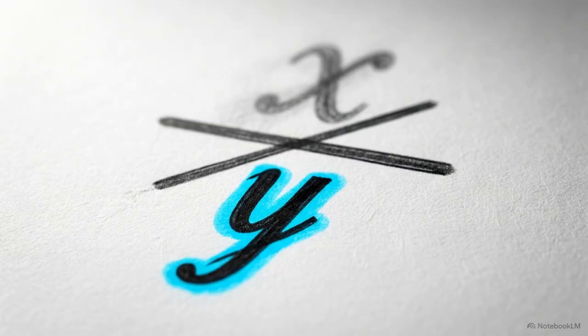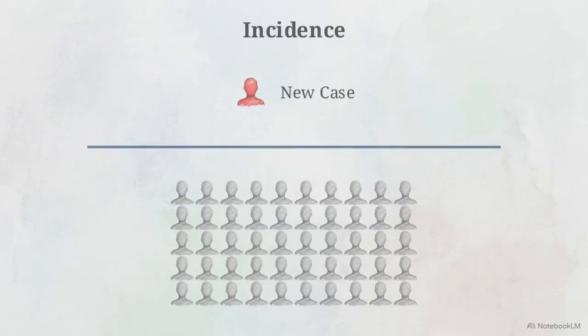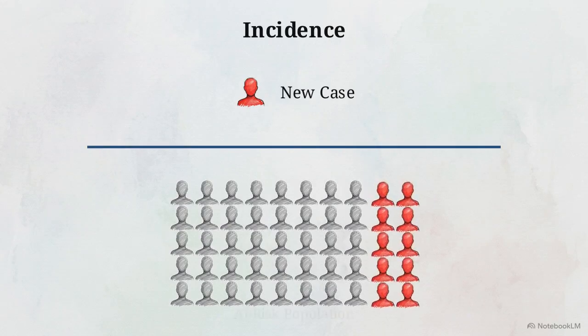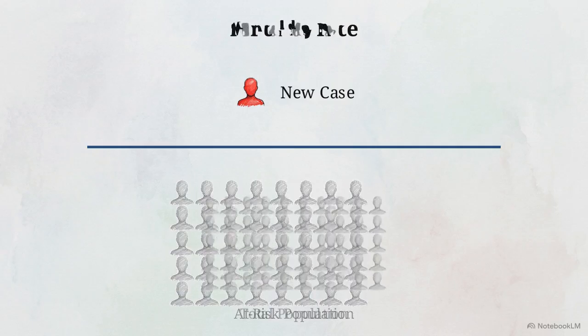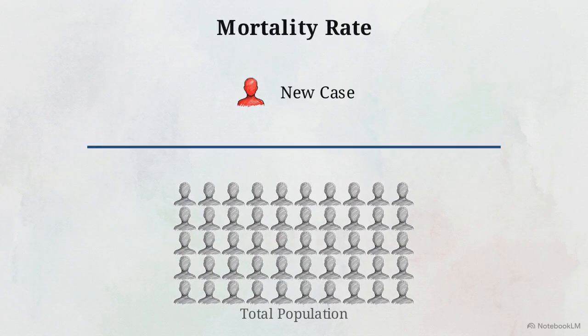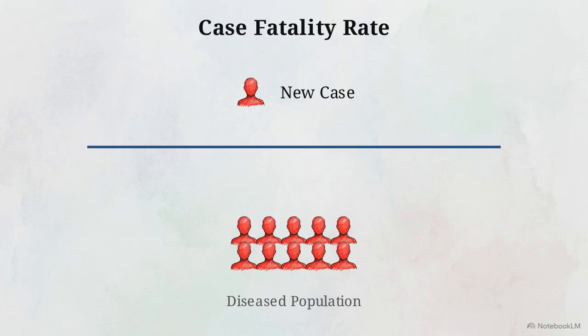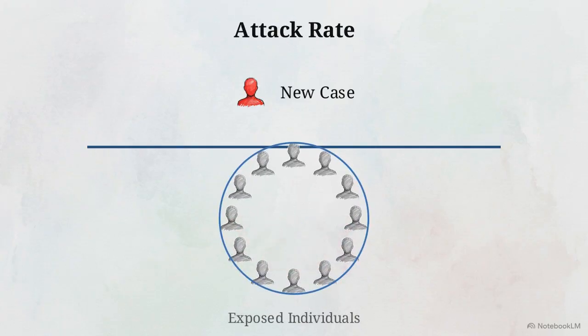In biostatistics, the vast majority of calculation errors stem from a single source, misidentifying the denominator. Prevalence versus incidence reveals this. Incidence's denominator only includes the at-risk population, excluding existing cases. Similarly, mortality uses the entire population as the denominator, while case fatality only counts those who already have the disease.